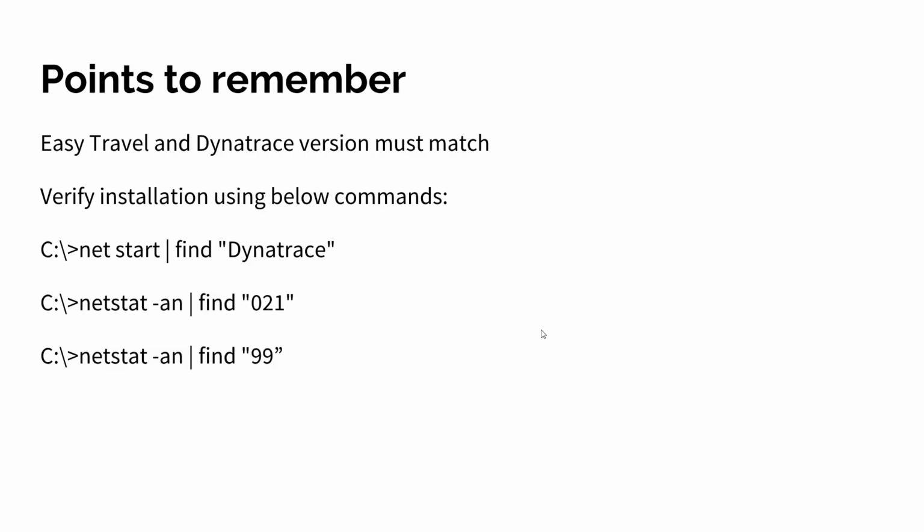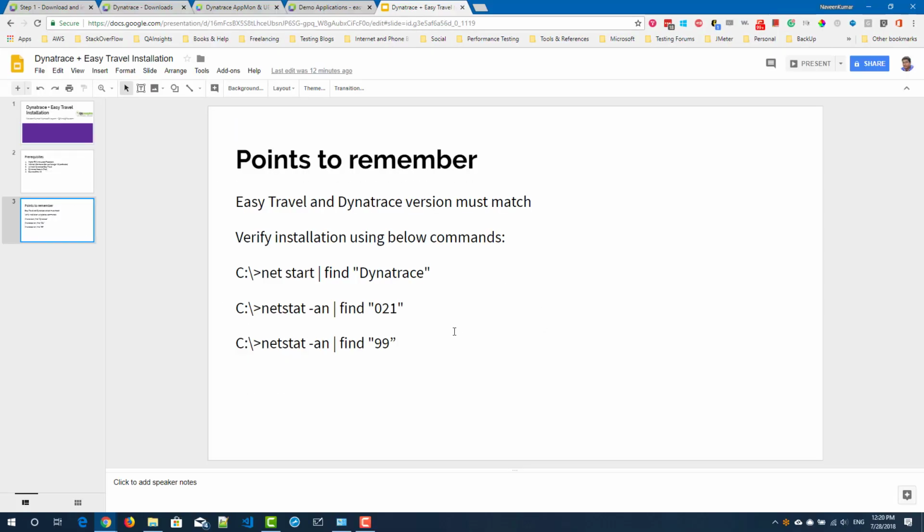Okay. And a point to remember is you need to match the versions. If you are downloading Easy Travel for 7.0, then you have to install Dynatrace 7.0. Both versions must match, otherwise you will not see your traffic in the Dynatrace dashboards. After the installation is completed, you can validate using these commands: netstat find Dynatrace, and netstat find the port 021 and find the port 99. So now let us jump into the hands-on.